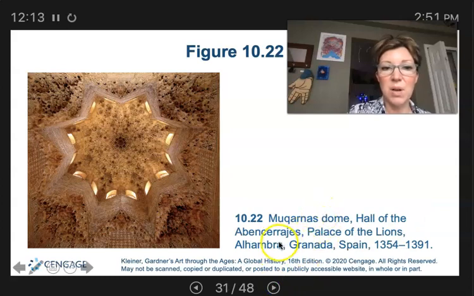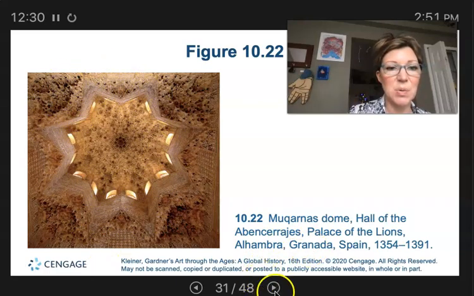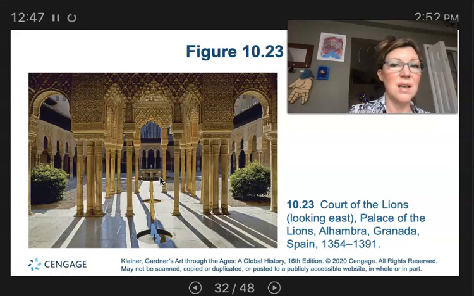The Alhambra Palace Fortress was built in the 14th century. And the vault in the hall of the Aben Serages, which is this one, is meant to symbolize the dome of heaven. Okay, so we're looking up here and getting inspiration. This is the court of the lions, and if you look carefully at this picture, the stone figures of lions supporting the fountain in the palace of the lions are very unusual in Islamic art. You don't usually see a lot of lions.